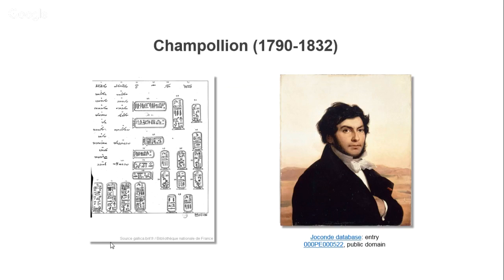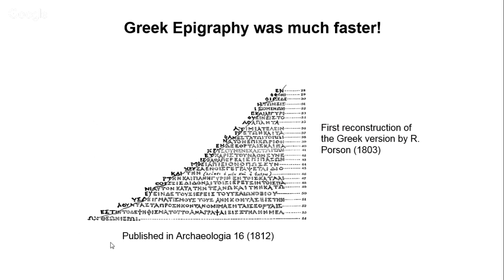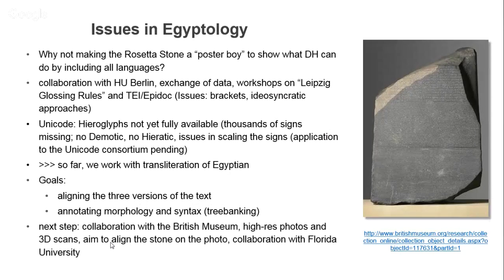Once again, a picture of Champollion and some of his drawings in Demotic and hieroglyphic in this very famous document, the Lettre à Monsieur Dacier. Greek epigraphy, of course, was published much earlier, an edition of the stone, including a restoration of the bottom right corner that's missing, because the knowledge about ancient Greek was never lost, as it was for Egyptian. So we were pretty quick on this side. Egyptology was a little bit slower, but all these three languages make the Rosetta Stone a perfect poster boy to show what digital humanities can do today.